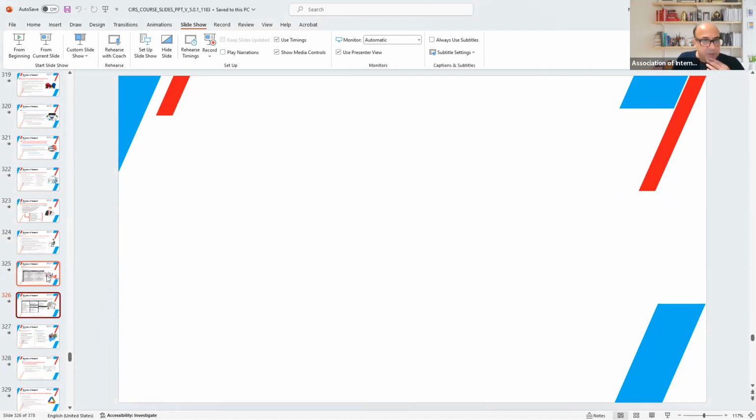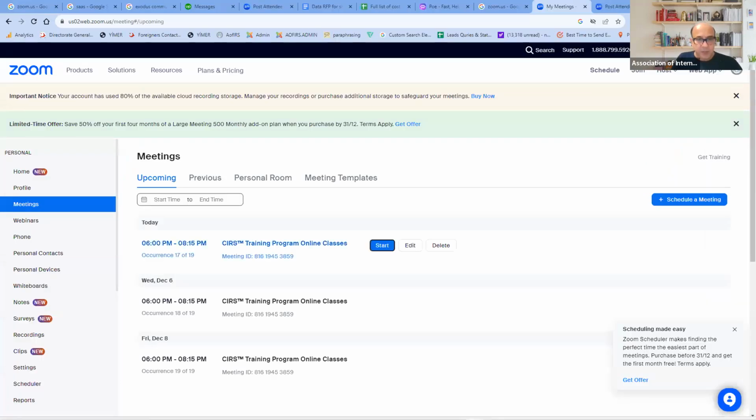why is it not showing? I have to reload this.